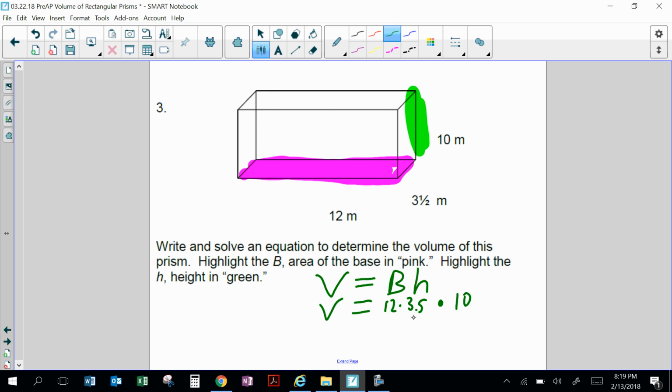10. So what is 12 times 3.5? 5 times 2 is 10, carry the 1. 5 times 1 is 5, plus 1 is 6. 3 times 2 is 6. 3 times 1 is 3. 0, 12. Don't forget the decimal point in the tens place. So it's 42 times 10 equals 420 cubic inches.